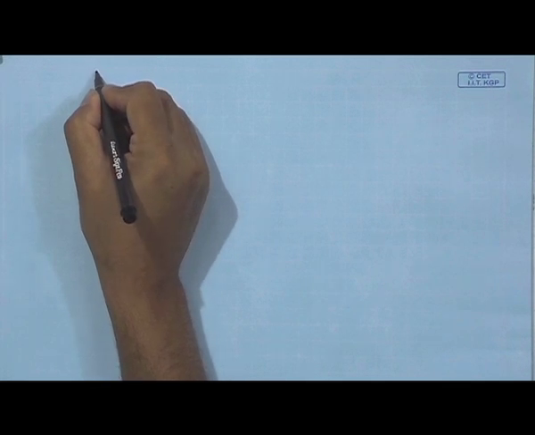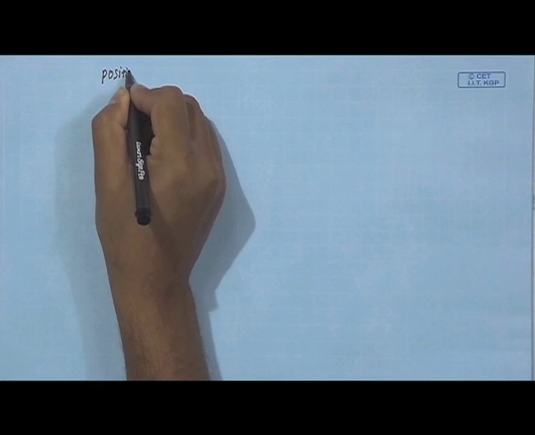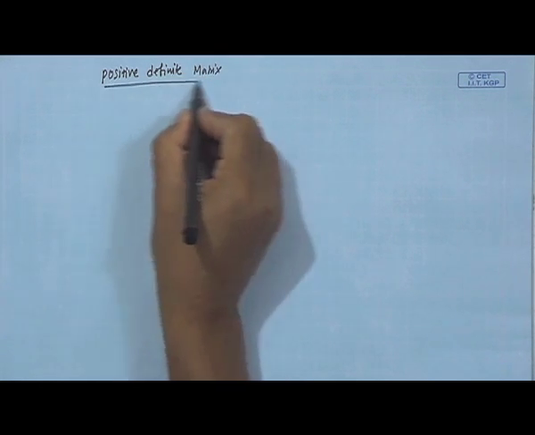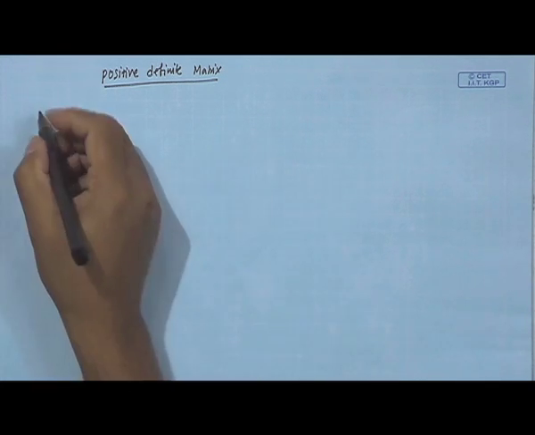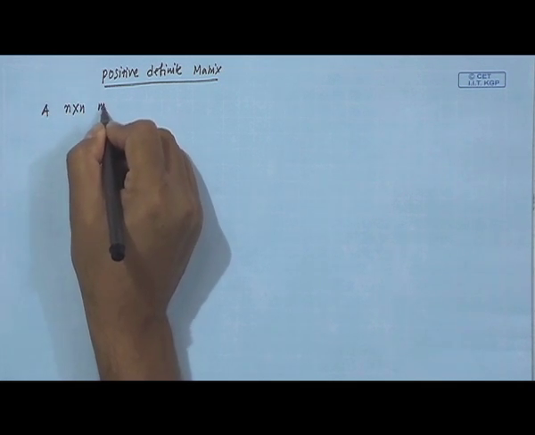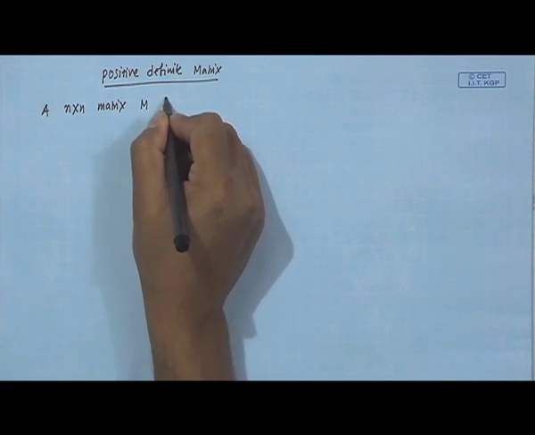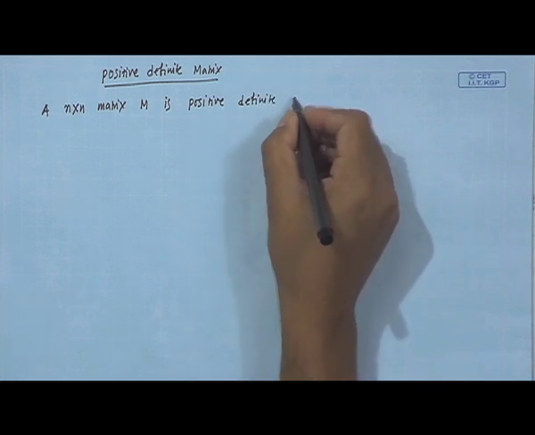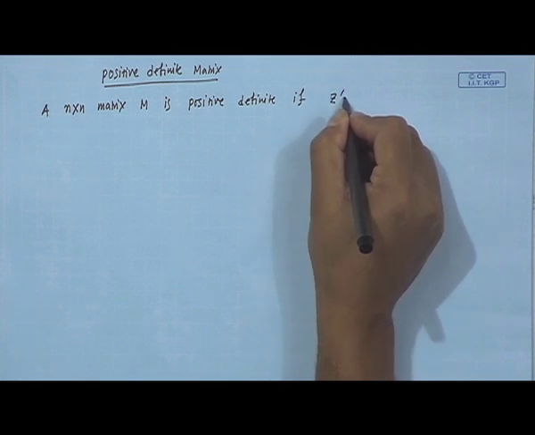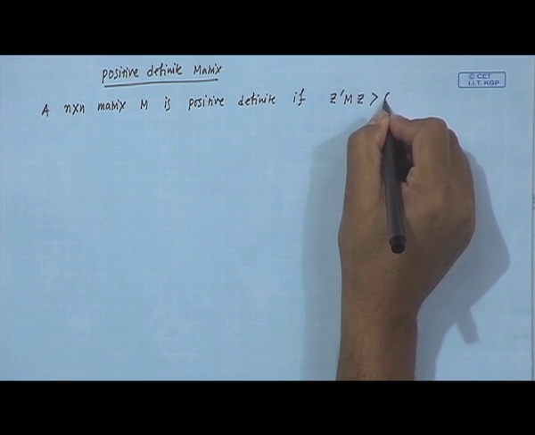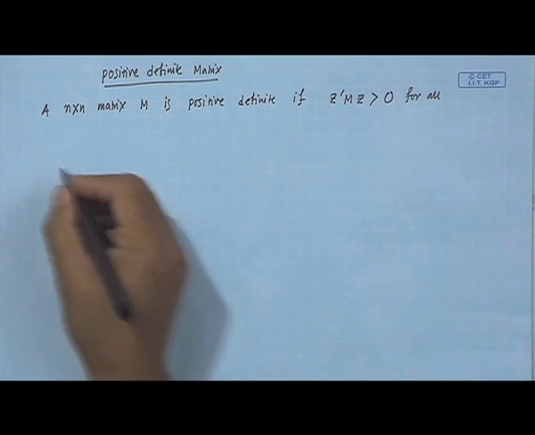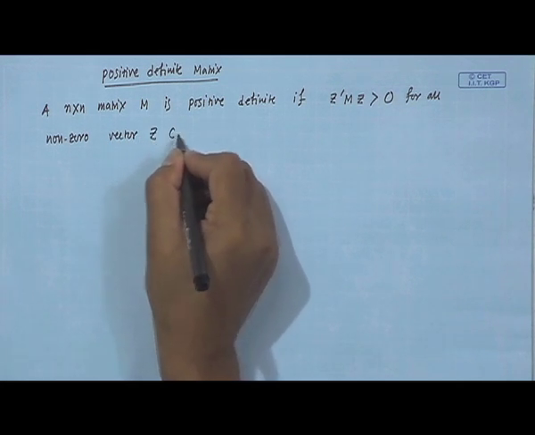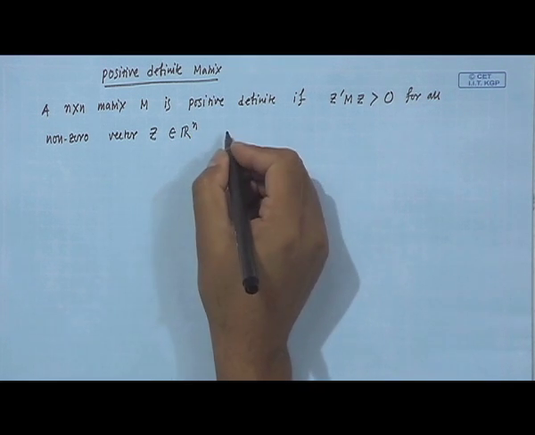Let me talk a little bit about positive definite matrices. I hope that you know about positive definite matrices, but still I will recall it. So, an n cross n matrix M is positive definite if Z prime M Z is strictly greater than 0 for all non-zero vectors Z belonging to R to the power of n. Okay.